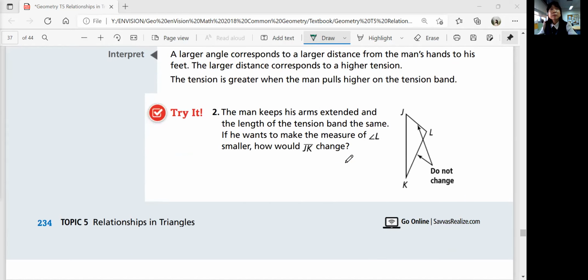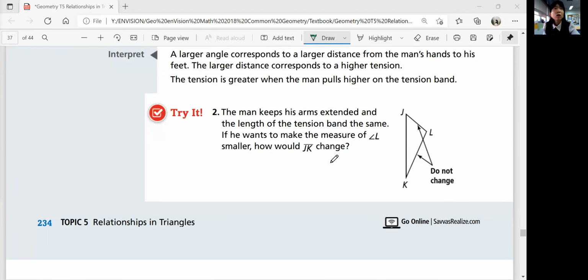Okay, so let's look at trial number 2. The man keeps his arms extended and the length of the tension band is the same. If he wants to make the measure of angle L smaller, how would line JK change? See if you can do this by yourself. Think about it and come back when you're ready for answers.